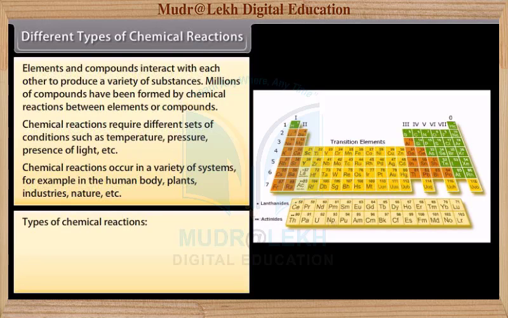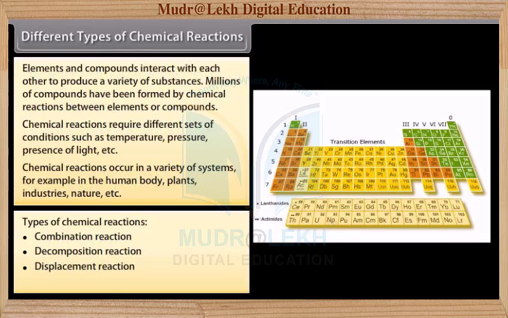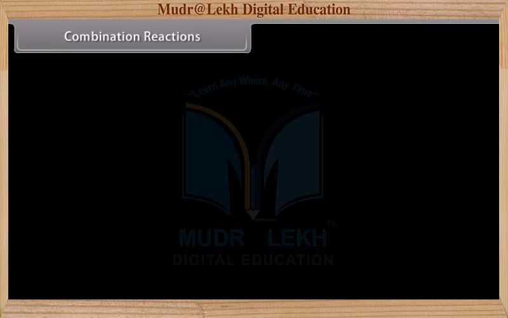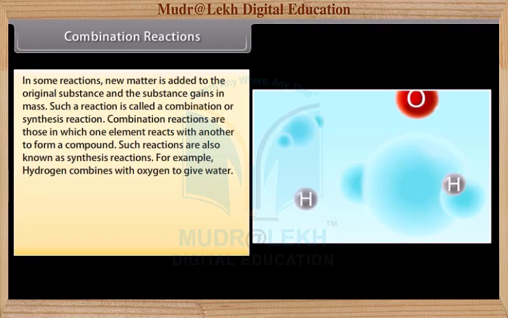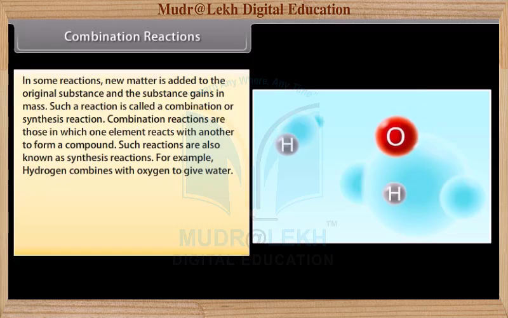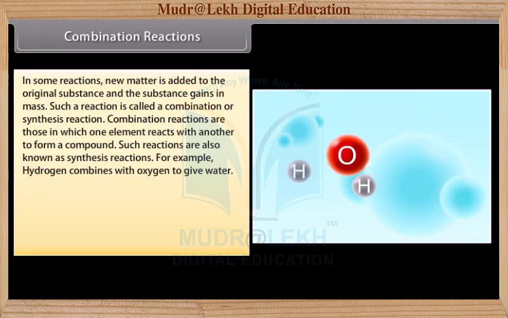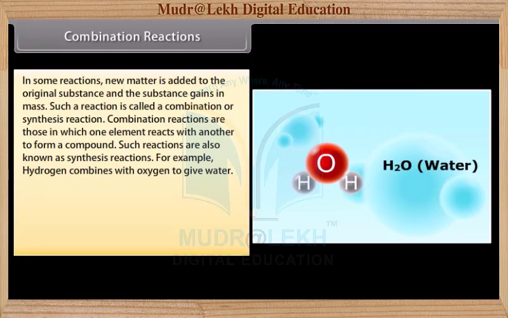Types of chemical reactions: combination reaction, decomposition reaction, displacement reactions, double displacement reactions. Combination reactions. In some reactions, new matter is added to the original substance and the substance gains in mass. Such a reaction is called a combination or synthesis reaction.